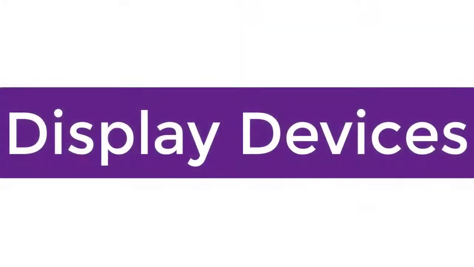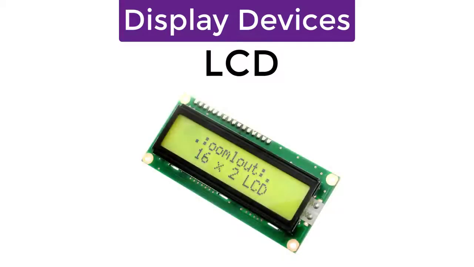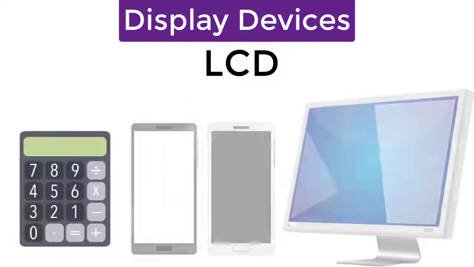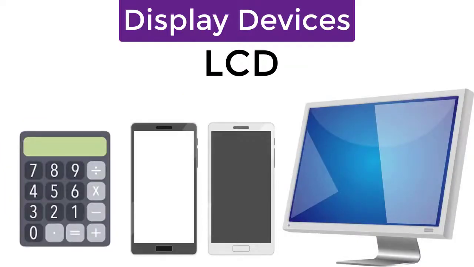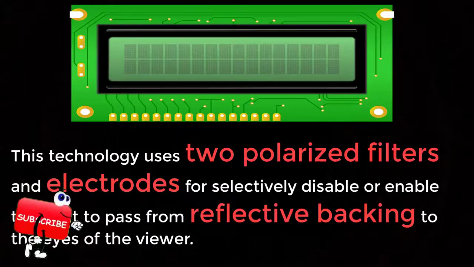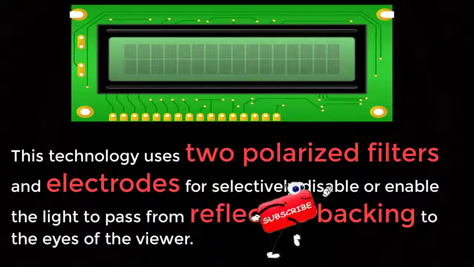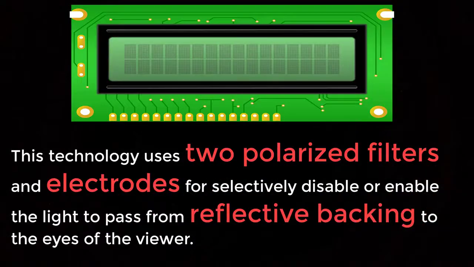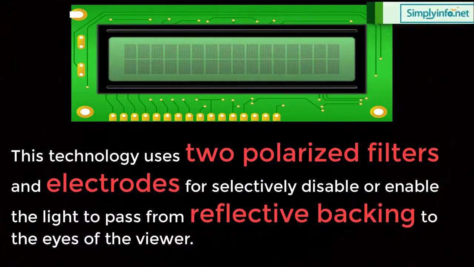Display devices. LCD. A liquid crystal display is a flat display technology, which is mostly used in applications like computer monitors, cell phone displays, calculators, etc. This technology uses two polarized filters and electrodes to selectively disable or enable the light to the eyes of the viewer.